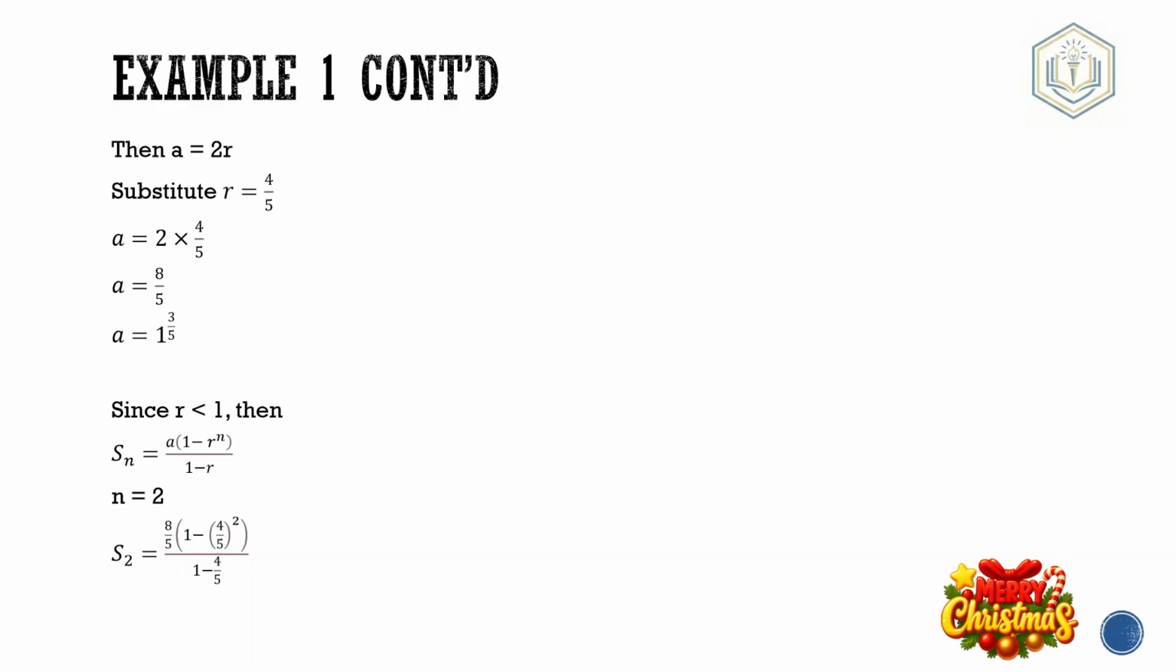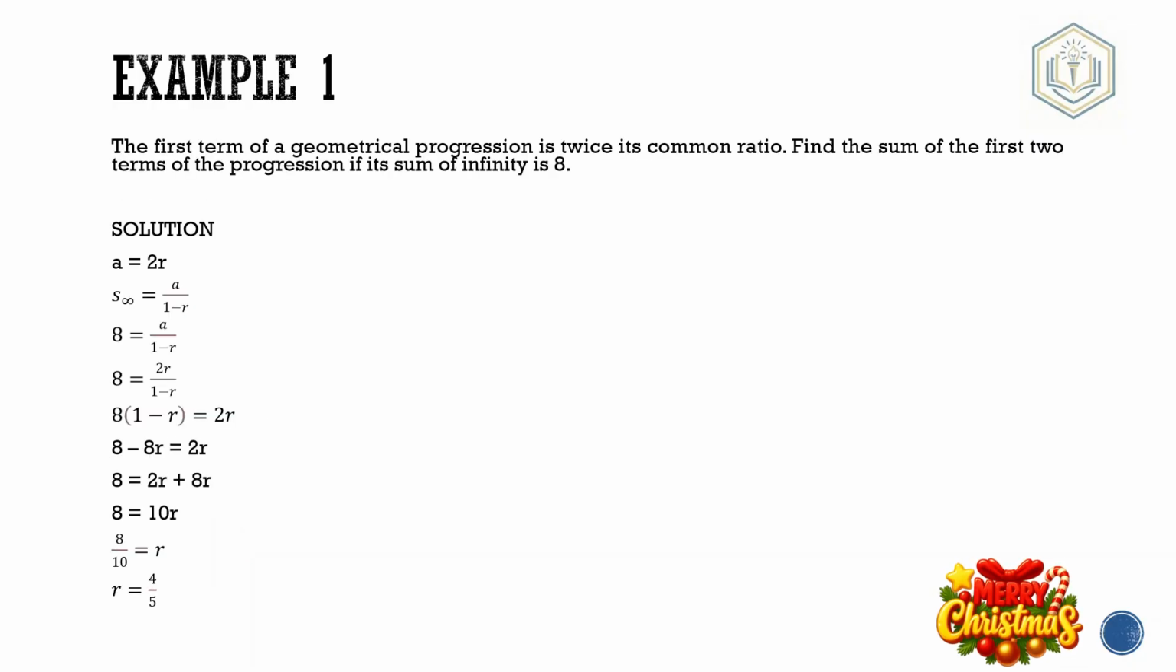then we go back again, and since our a equals what? 2r. Substitute that, that will give you a equals 1 whole number 3 over 5 when you substitute the value of r. So if you look at our r, it is less than 1. Your r is 4 over 5.